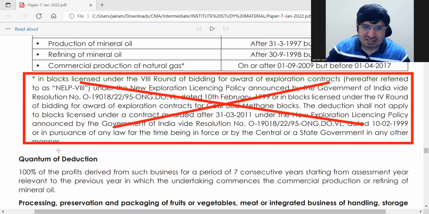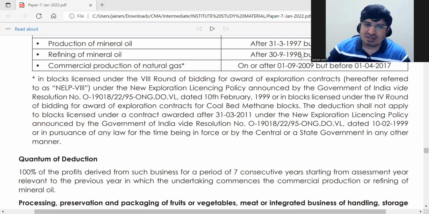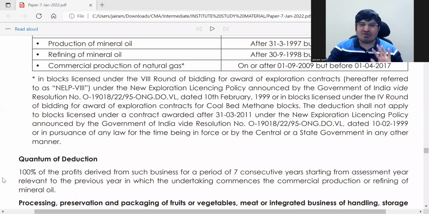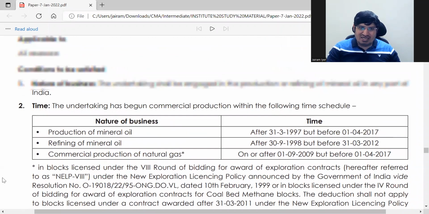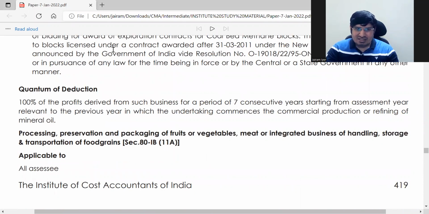Okay, next just come to quantum of deduction. So 100% of the profit for 7 consecutive years, starting from when it commences commercial production, or starts refining the oil. So 100% of profits for 7 consecutive years. This is important in this section for mineral oil. Only this thing is important for you, that's all.